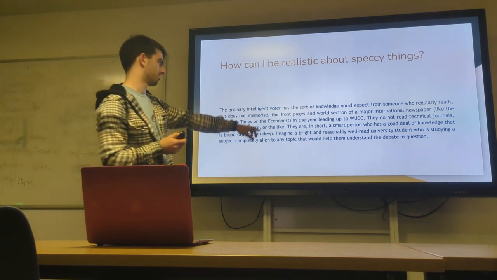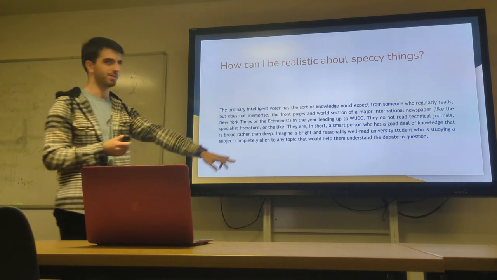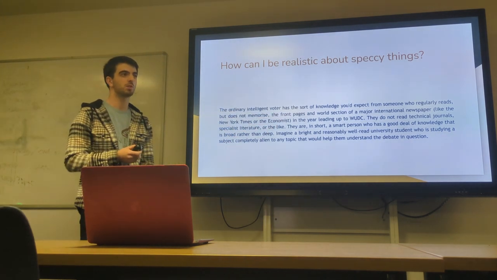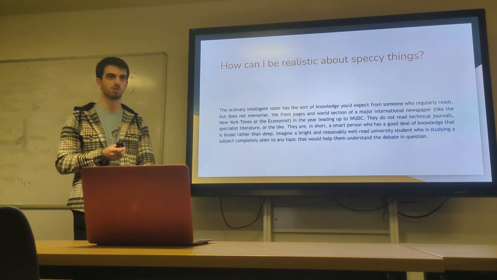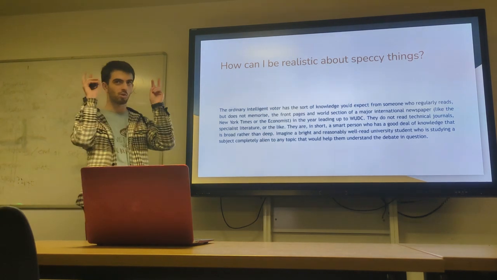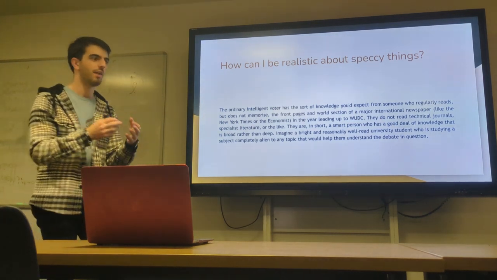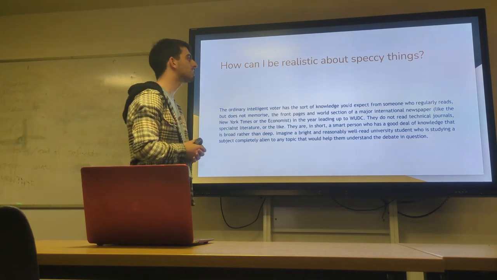They don't read technical journals and stuff, but they're a smart person and have knowledge that is broad rather than deep. That's actually quite helpful, because in reality, the average person has knowledge that is not broad, but probably deep on a few different things. The mythical AIV, who does not actually exist in debating, has knowledge that is broad, and they know a little bit about a lot, which is really, really helpful.